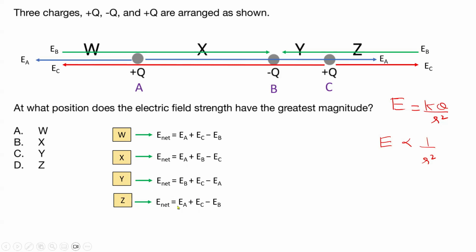Similarly, for point Z, the two positives are EA and EC. EA is coming from the charge at A, which is far apart, so EA will be very small. EC, on the other hand, is quite close, so EC will be greater. But even though EC is greater, EA is smaller. Hence, eventually, only in option C, which is point Y, are EB and EC quite big, which implies the net electric field at point Y will have the maximum magnitude, which means option C is the answer.